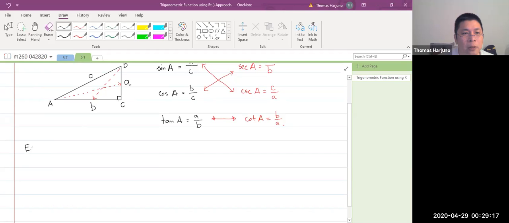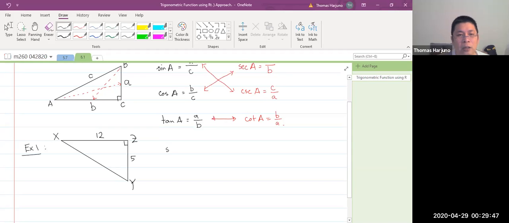Suppose, for example, I have a right triangle, let's say this is X, Y, Z, and this is the right angle at C. Suppose I have 12 here and 5 here. I would like you to find sine Y, cosine Y, and tangent Y. Once you're done with that, then give me secant Y, cosecant Y, and cotangent Y. You need to first use the Pythagorean theorem to get the other side here, the hypotenuse. Let me give you 1 minute.